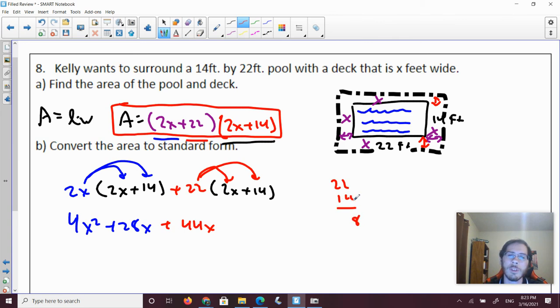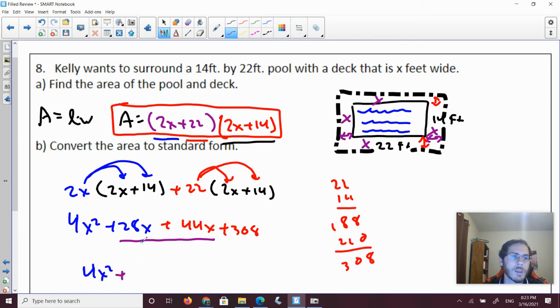So we got 2 times 4 is 8. 8 again, 0, 22. 308. So we get plus 308. Last step when we use the double distributive method is to check for like terms. We do have two like terms right here. So we'll finish with 4x squared, plus 72x, and then plus 308. And now we're in standard form.